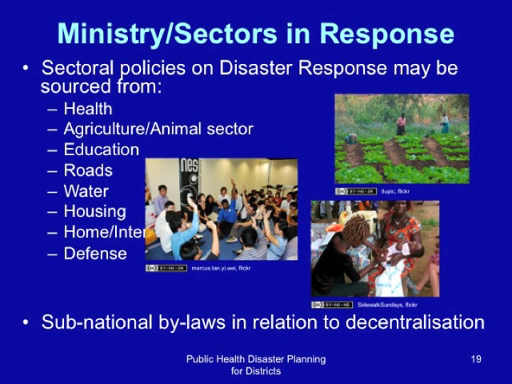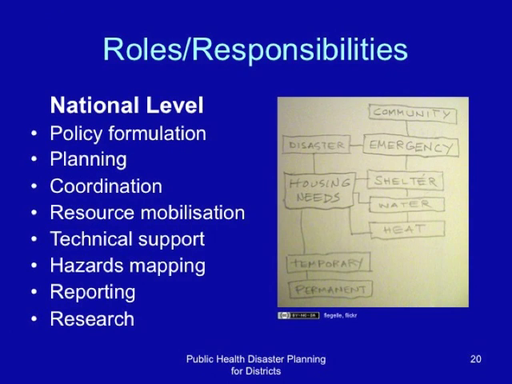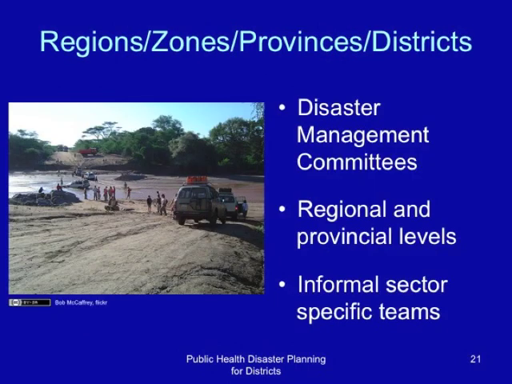Responsibilities at the national level. The structure should be responsible for overall policy formulation and national guidance, planning, coordination, resource mobilization, technical support, hazards mapping, reporting, and research. In regions, zones, and provinces and districts, disaster management committees are necessary. There could be regional and provincial level structures. The informal sector may also be involved, as well as the public sector, and these may have specific teams.